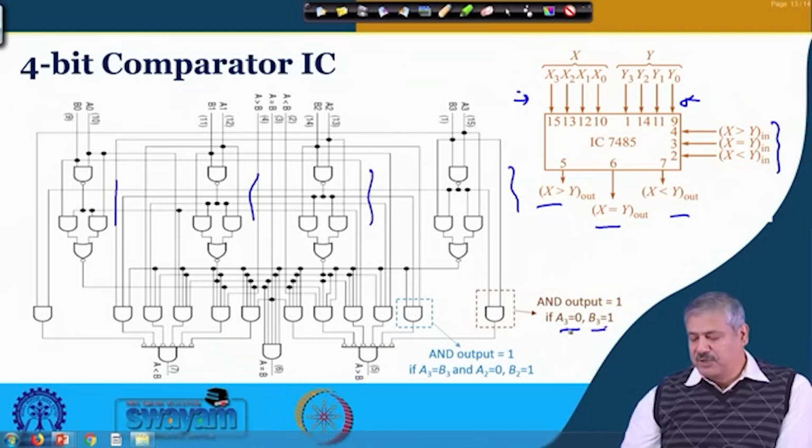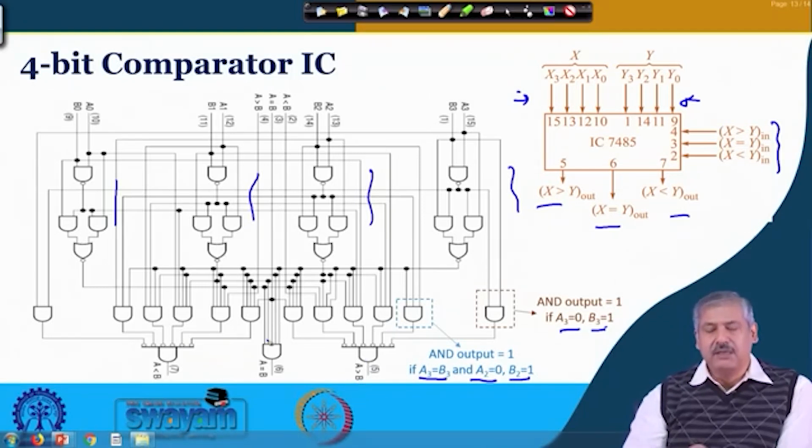So if B3 is more than A3, then this cannot be 1. Similarly, if you look at this particular AND gate, if A3 is equal to B3, and if you look at the connection, A2 is equal to 0, B2 is equal to 1, then this output will be 1. So that also ensures that in that case the output will be 0. So this is the way the circuit has been developed.